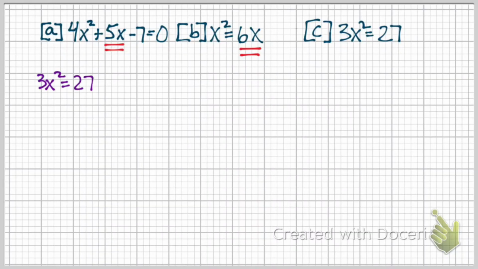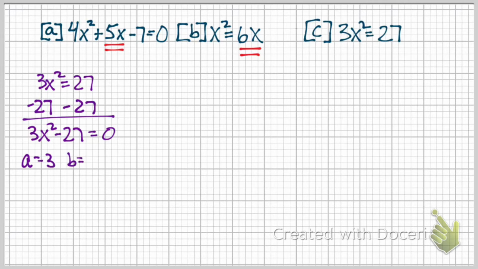If we write equation C in standard form by subtracting 27 from the left side and from the right side, we'll get 3x squared minus 27 equals 0. So our a value is 3. Our b value is 0, as we said before, and our c value is negative 27.